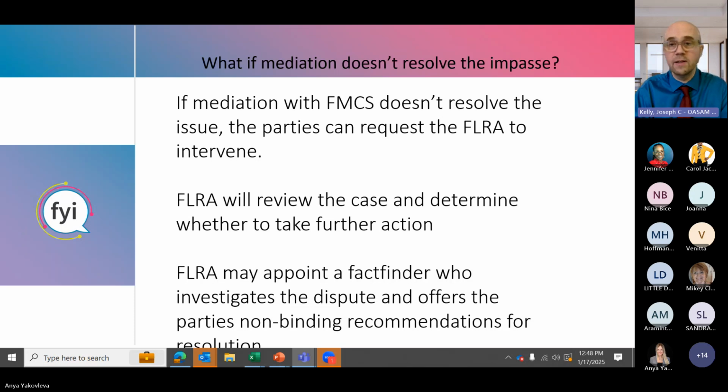So if mediation fails, then the case goes to the Federal Labor Relations Authority. FMCS is an office within the FLRA, but now the case goes to the authority itself, the FLRA, for a determination of whether the FLRA wants to take action on the impasse. And if it does want to take further action, it can appoint a fact finder who investigates the dispute and offers the parties non-binding recommendations for resolution. So much like the mediator, the fact finder can't force the parties to do anything. They're just trying to get to the bottom of the dispute and help find a way forward.